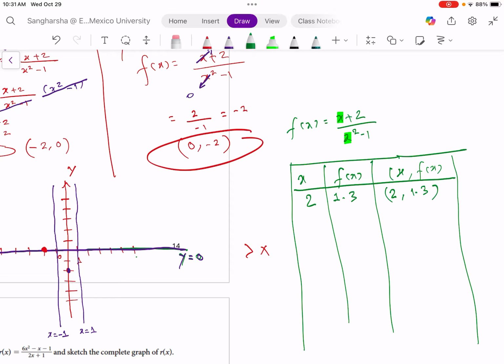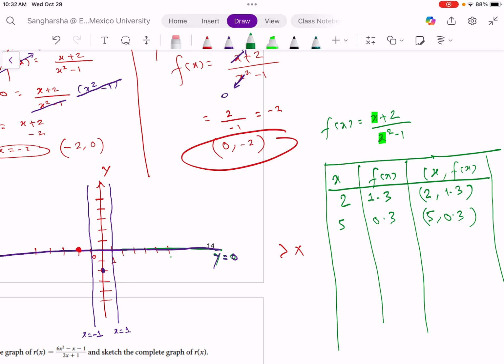Now let's take some point on the right. Let's take 5. When our x is 5, 5 plus 2, 7, divided by 5 squared minus 1. So 7 divided by 25 minus 1, 24. 7 divided by 24 is 0.29. Let's take 0.3. So (5, 0.3) is the second point.